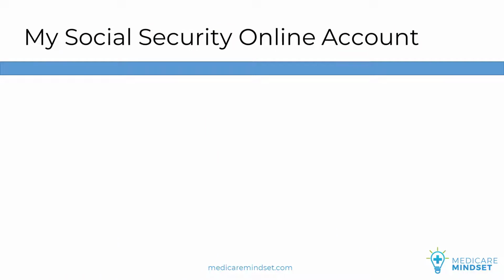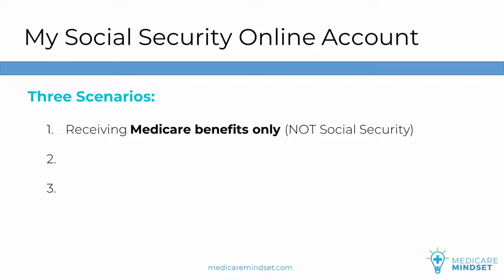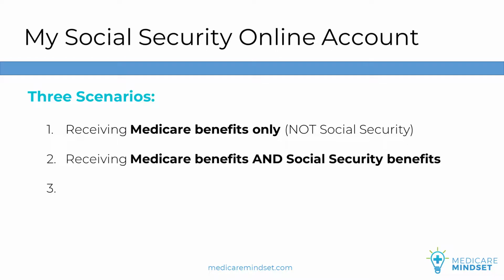When you access your My Social Security account, you'll be classified into one of three scenarios: receiving Medicare benefits only, but not Social Security; receiving both Medicare and Social Security benefits, which also can include Social Security disability benefits; and lastly, receiving no benefits. Each scenario provides a slightly different view when logged into your account, with different functionality. We will focus primarily on scenarios 1 and 2 today, but we will show a quick view of scenario 3 for those not receiving any benefits at the end.